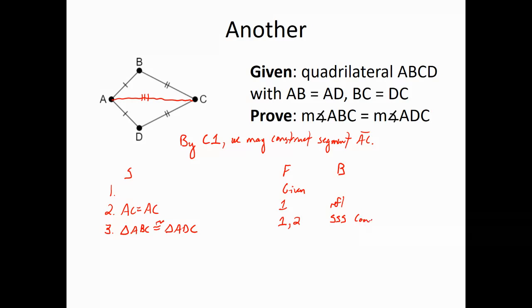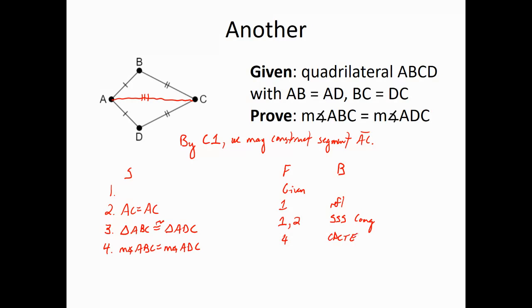And the reason, of course, is SSS congruence. And then once we know the triangles are congruent, we may say that angles that correspond are equal. So it follows that the measure of angle ABC is equal to the measure of angle ADC. And that follows from the congruence found on line number 4 by CPCTE.